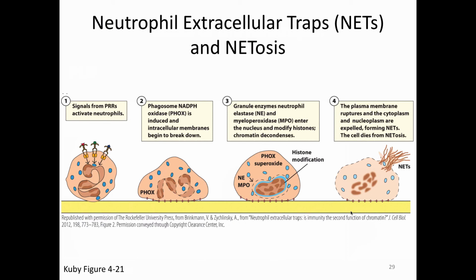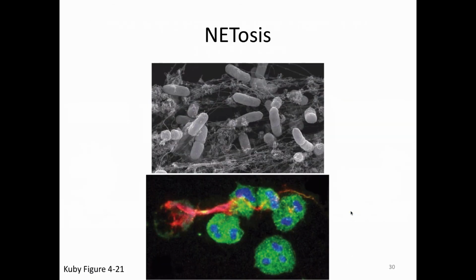And so what actually happens is our neutrophil will start to break down membranes and then modify histones and chromatin. And as that neutrophil dies, it will expel its chromatin to make a net to catch extracellular pathogens. And so you can actually find this extracellular chromatin material that is trapping pathogens. And some of you are making faces like you don't believe me. This is what it looks like. These are E. coli trapped in chromatin from neutrophils.